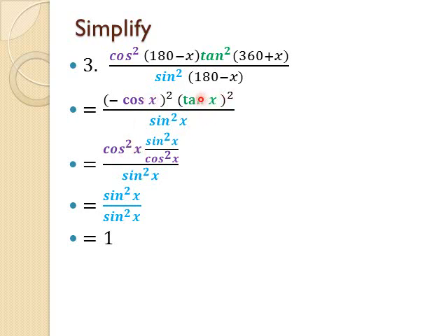Tan squared x there can be written as sine squared x over cos squared x. Cos squared x and cos squared x cancel. So I have sine squared x left on the top and the sine squared x from the bottom. Anything divided by itself equals 1. Right? So hope you follow, and there I've simplified that problem.